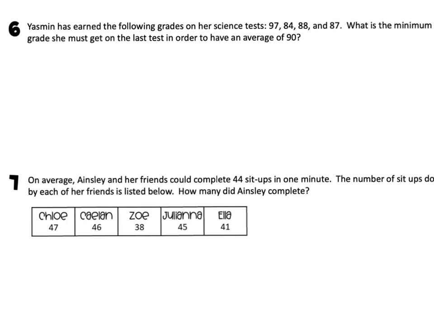So we're talking about average, mean, right? But this time we know what the mean is equal to. We don't know the final test score, but I'm going to attack this the same way. So to find a mean or an average, I add everything together, right? So I'm going to do 97 plus 84 plus 88 plus 87 plus some test score that I don't know what it is.